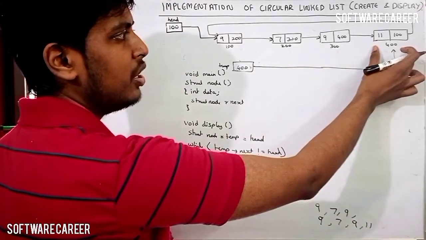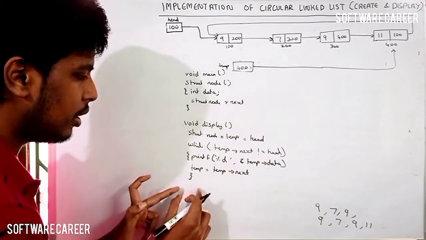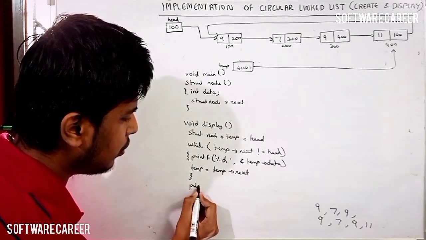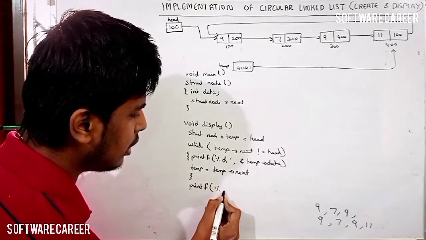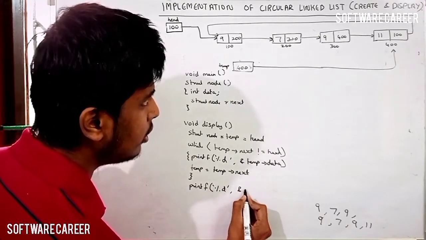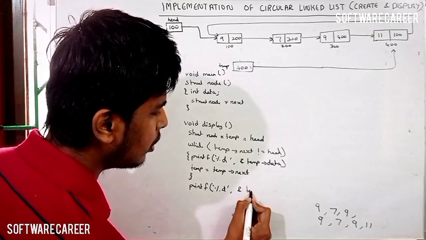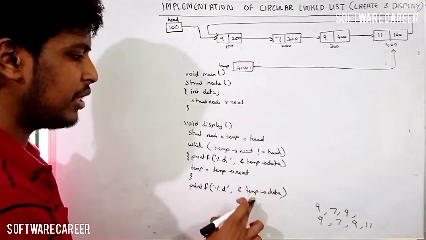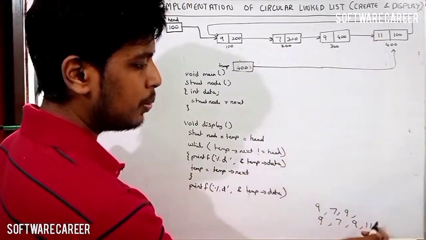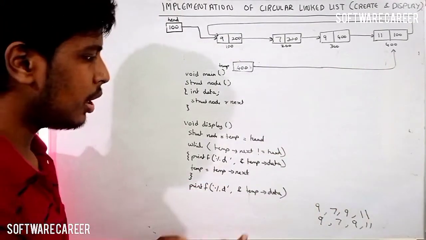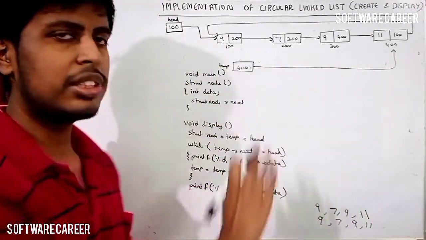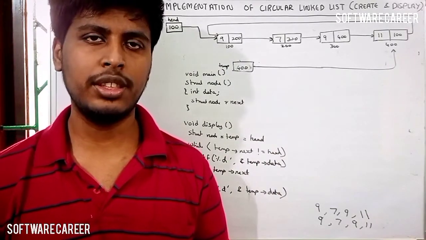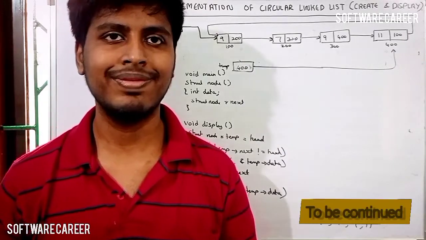Now you should print this last element. How to print? I am writing the statement outside of this bracket. See here, printf("%d", temp->data). Now it prints the temp data. Temp address is 400. 400 data is printed now. Now it stops. This is how all the elements are displayed from the circular linked list. This is how you should write the code for creating and displaying all the elements present in the circular linked list. That's all for today and thank you.